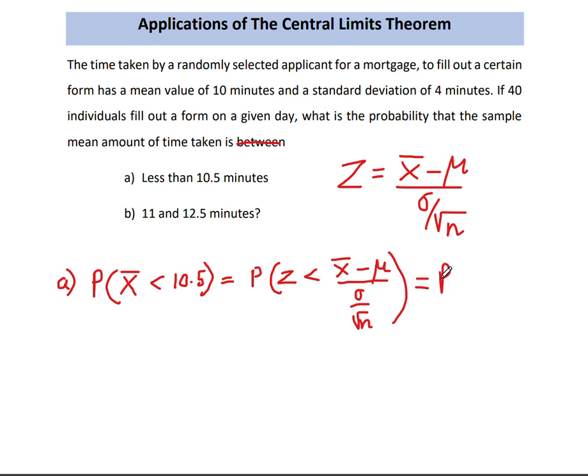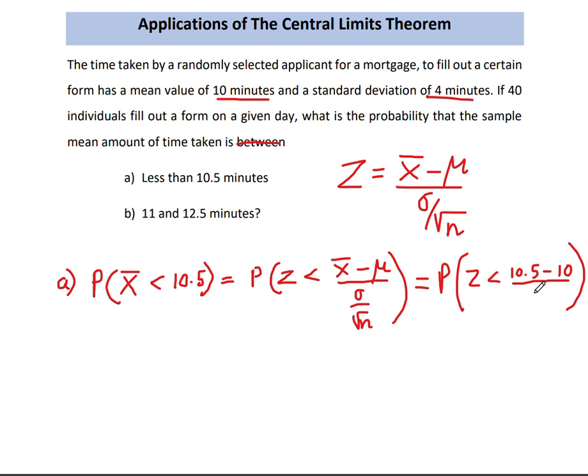So going further with this, we get the probability that z is less than, now we're going to substitute based on the values that we're given. X bar is the value for which we're calculating the probability, which is 10.5. Mu is the population mean, and the population mean given to us in the question is 10 minutes. We know that this is the population mean because this is the average time that it takes to fill out mortgage applications overall. And so that's the population mean mu, which is 10. We are also given the population standard deviation of 4 minutes.